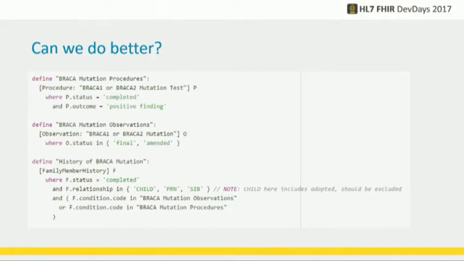we can say, does that procedure exist, or is there an observation on file that the patient has that mutation, or is there a family member history? If their sibling or parent has that mutation, maybe they have it too, right? And so we're able to express those additional criteria using FHIR and the clinical data.